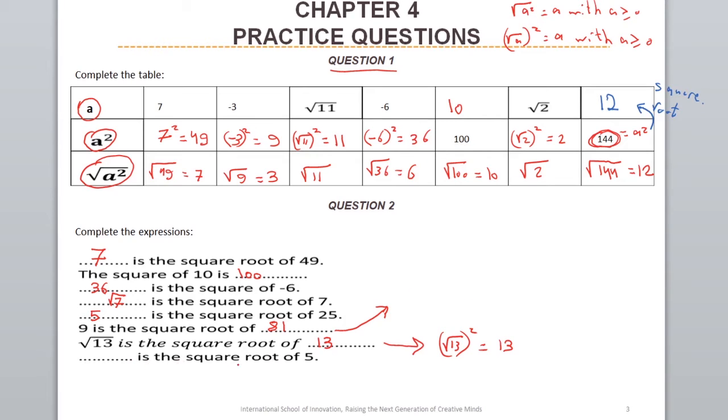What is the square root of 5? There is a number whose square root is 5, so it's radical 5. Very clear. So I think now it is clear. Let me go to the next page.